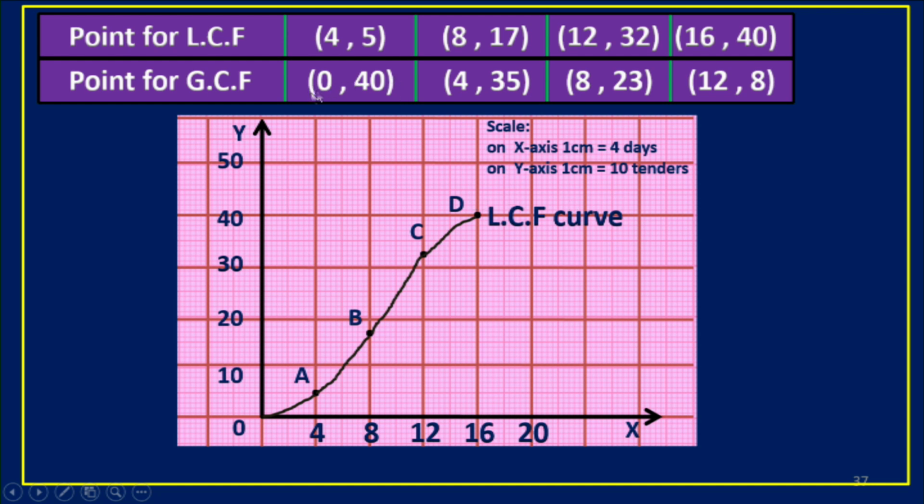Now let us draw the GCF. First point 0, 40: this is 0, this is 40. I am taking the first point as E. Second point 4, 35. Third point 8, 23. Fourth point 12, 8. So I am naming the points E, F, G, H. Now I am joining them by a freehand curve. So I am getting it like this: E, F, G, H is joined with 16. I am calling the curve the GCF curve. Children, like this we have to construct LCF and GCF curves for a given frequency distribution.